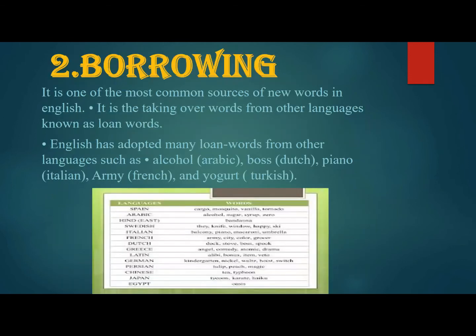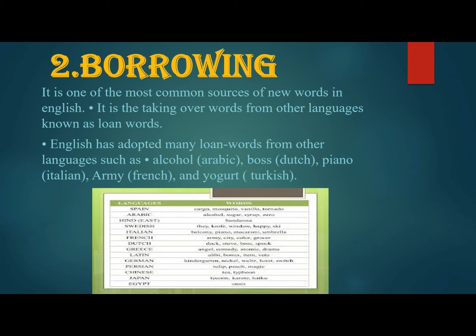The second process is borrowing. It is one of the most common sources of new words in English, and it means taking over words from other languages. These words are known as loan words. The English language has adopted many loan words from other languages, such as the word alcohol from Arabic, the word boss from Dutch, piano, an Italian word, army, a French word, and yogurt, a Turkish word.